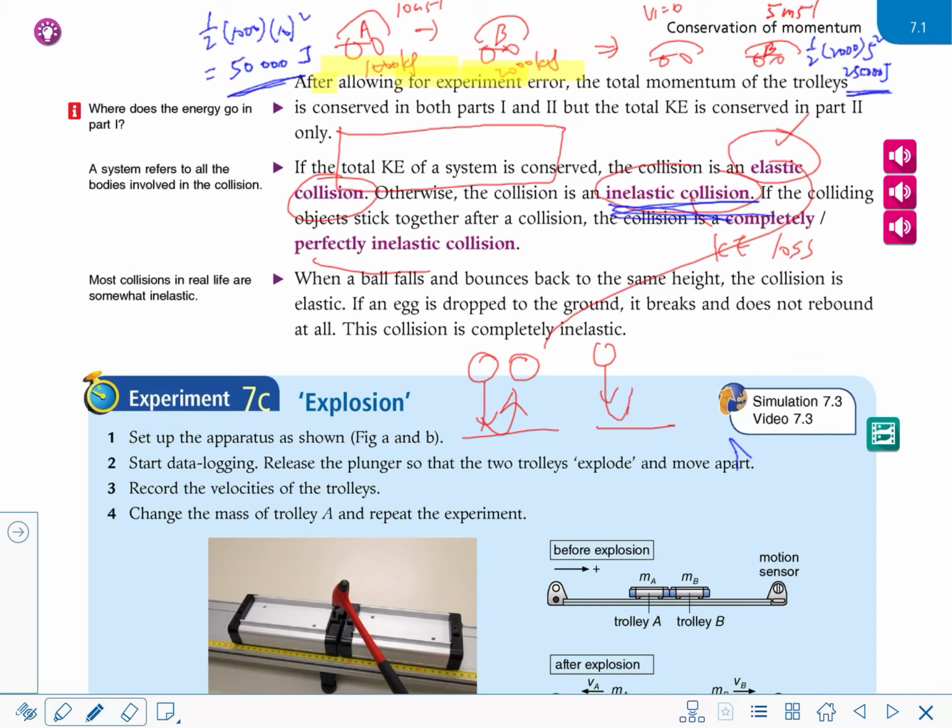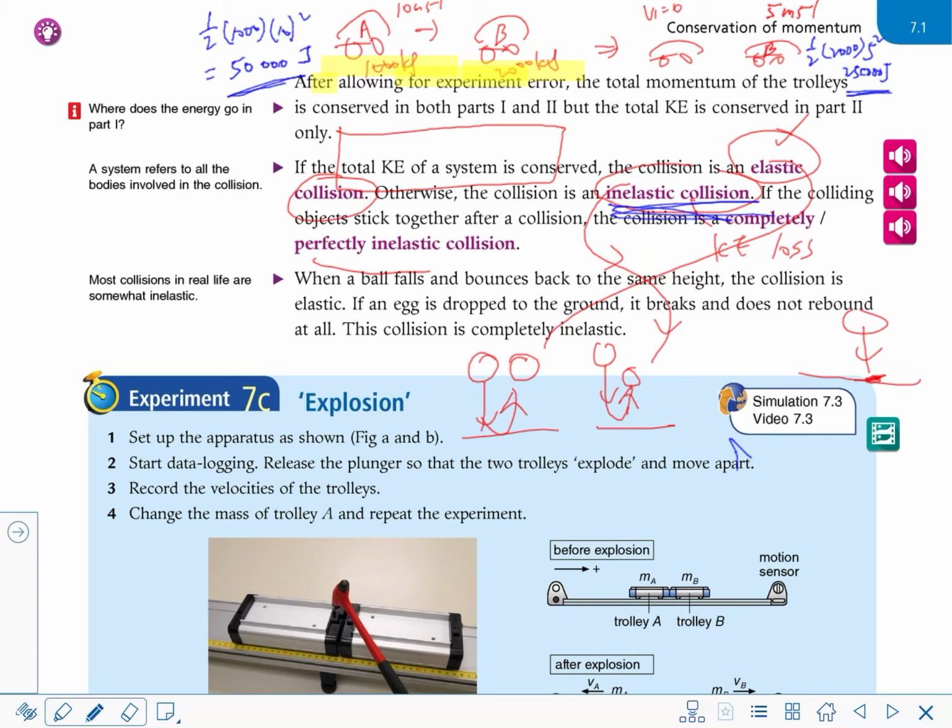If the ball drops down to the ground, but after it rebounds it cannot go back to the original position, that means it's an inelastic collision. If the ball drops down to the ground and there is no rebound, that means it is a perfectly inelastic collision. That means all the KE is lost, changed to heat energy, sound energy.